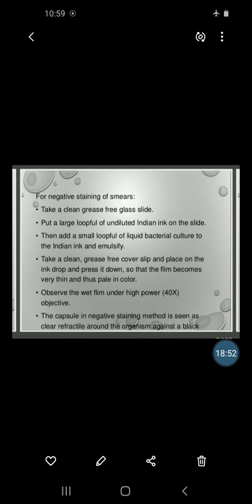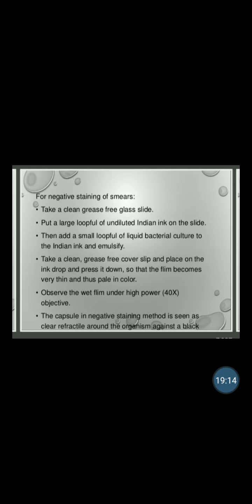Next we will see the negative staining of smears. Take a clean grease-free glass slide. Then put a large loopful of undiluted Indian ink on the slide. Then add a small loop of this.